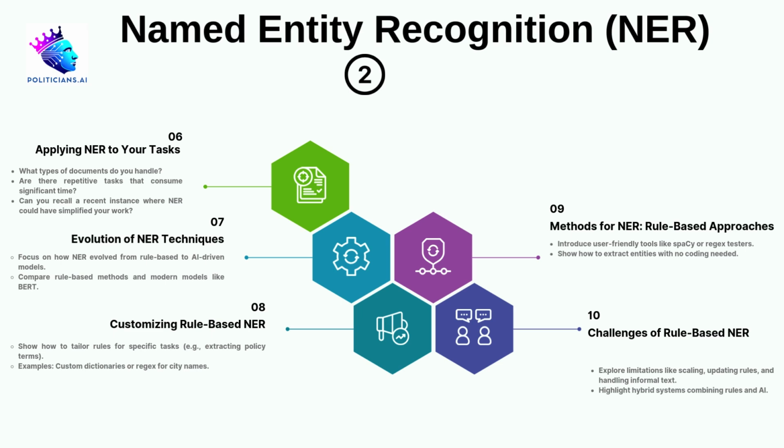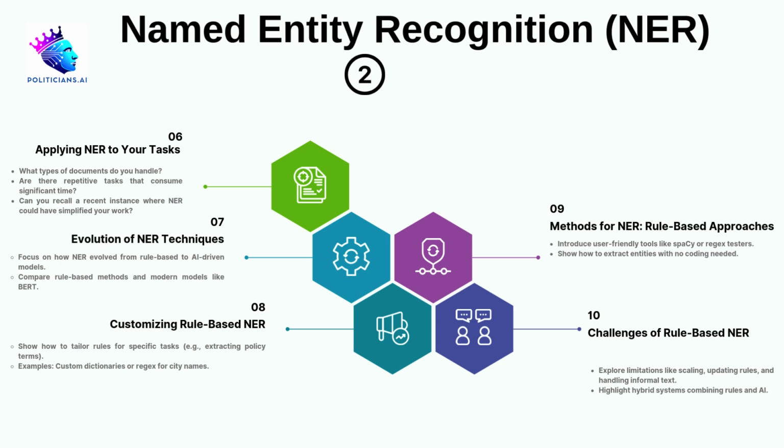Customizing rule-based NER. Even with AI, rule-based methods are still useful when tailored to specific needs. You can create custom lists to look for specific terms, like country names or industry keywords. You can use patterns to extract specific details, like city names or dates. Customizing rule-based methods is great for repetitive tasks.